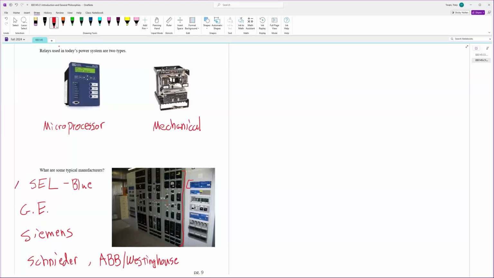I'm going to put a star next to SEL right here because the industry is pretty much going to SEL relays. The others can't really compete. So if you ever go to a utility, don't be surprised if you see blue boxes everywhere. That's kind of the industry standard we're pushing to.